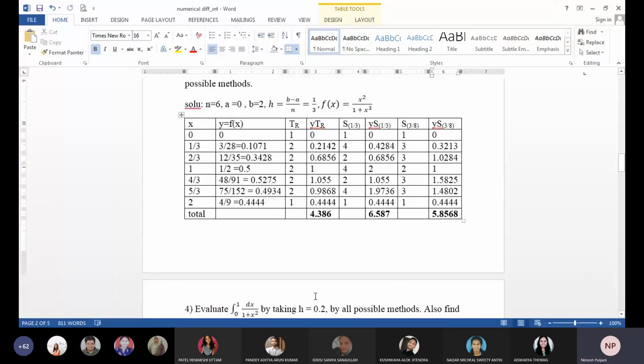So I will wait for 5 confirmations. Sanya has confirmed. Now 4 confirmations, then we will go to the next part of this example. Yes, sir. Same answer. Okay, 2 people have confirmed.